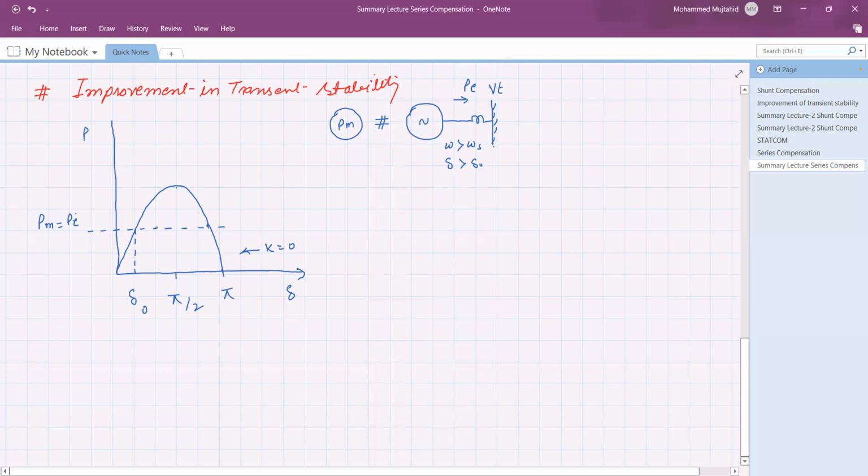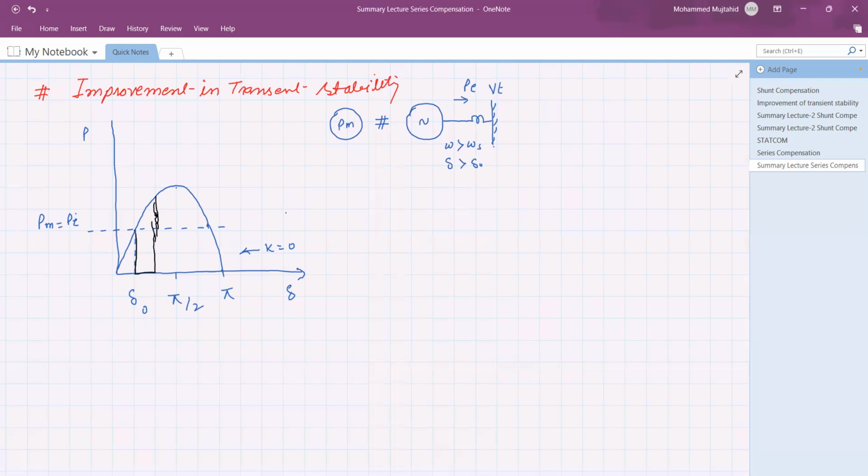So when the power goes to the 0 value, whereas the mechanical input will be there, because of this mechanical input the generator will accelerate, and at some particular time the circuit breaker opens and it regains, or maintains again, the operating position. So because of this, the acceleration area is going to increase, or it is represented by the acceleration area.